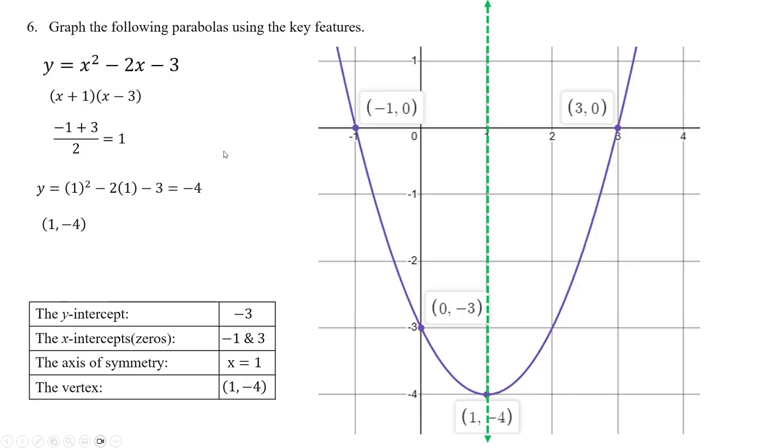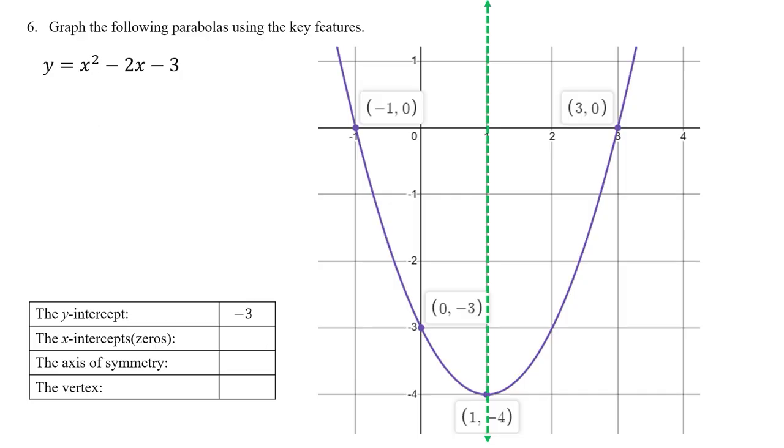them just using our equation. So the y-intercept is negative 3 simply because it's the c value. We can get our x-intercepts by factoring this. What are a pair of numbers that multiply to negative 3 and add to negative 2? That just happens to be 1 and negative 3. So if our factored form is 1 and negative 3, then our intercepts are negative 1 and positive 3.